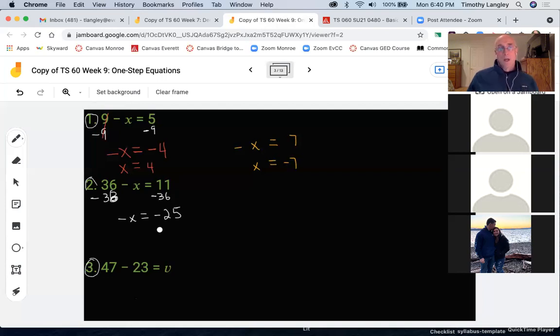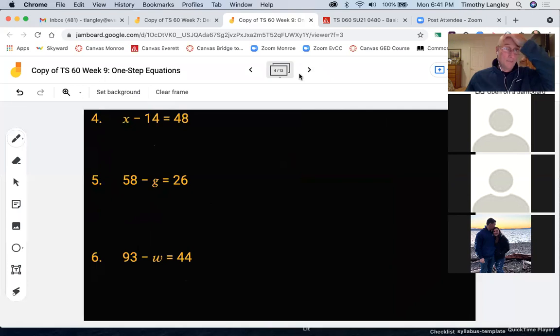Okay. So I don't want to have a negative x. So if I multiply both sides by -1, that would change this x to positive x equals positive 25, okay? And sure enough, if I look at it, 36 minus 25 equals x. All right. So that's a little bit about negative numbers and dealing with that.